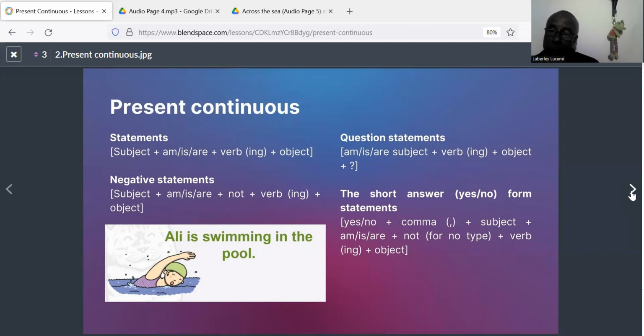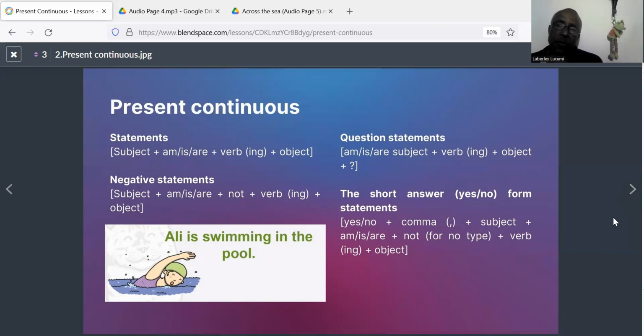Okay, now the short answer, yes or no, for questions. Yes or no, plus comma, plus subject, plus verb to be, plus not in a negative short answer. Okay, the question: Is Ali swimming in the pool? The positive answer, yes, she is. Negative answer, no, she isn't. Okay.